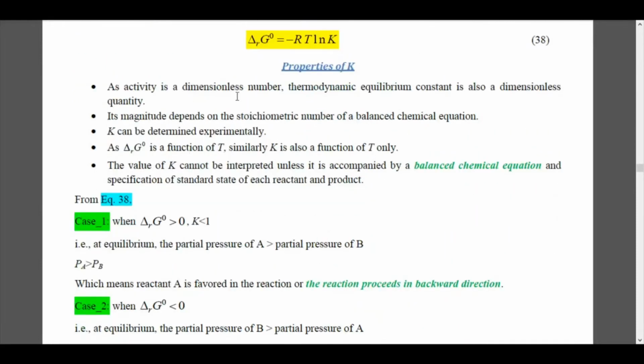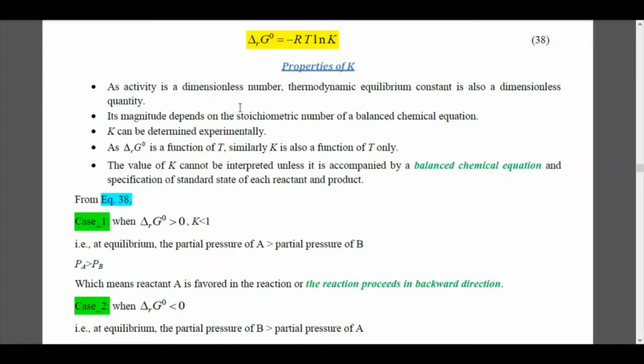As activity is a dimensionless number, the thermodynamic equilibrium constant is also a dimensionless quantity. Its magnitude depends upon the stoichiometric numbers of the balanced chemical equation. K can be determined experimentally.